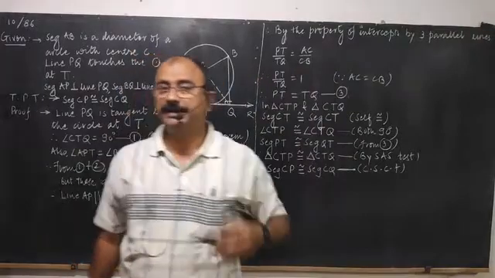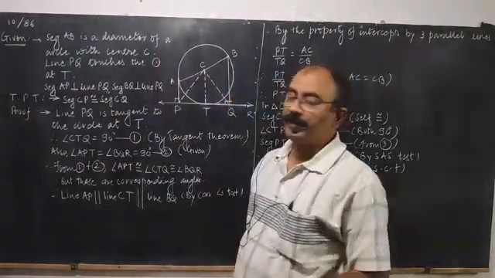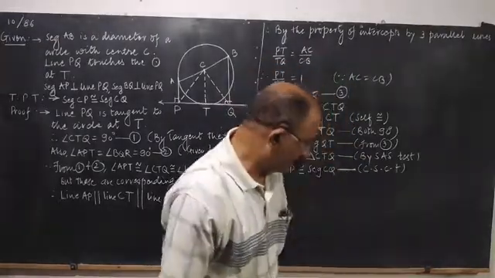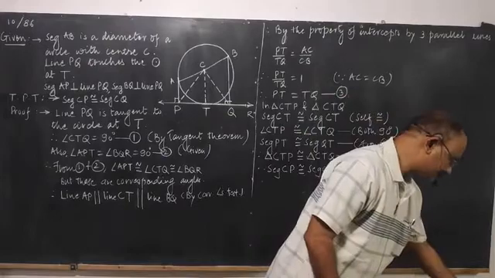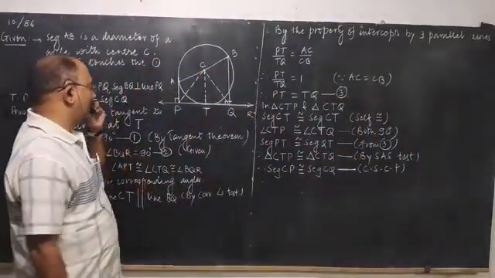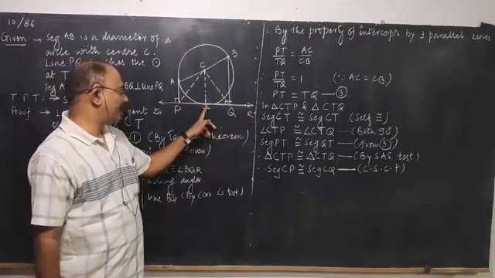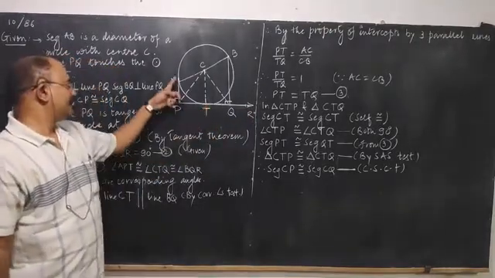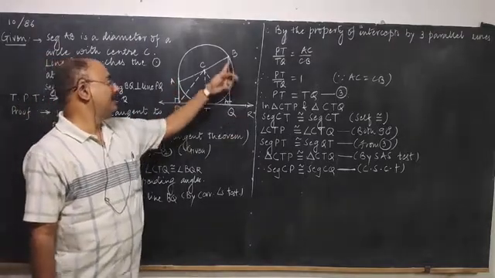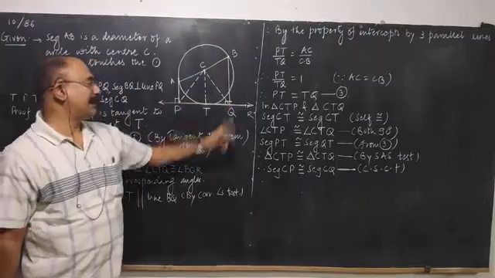Hello children, this is another good example from our syllabus, which appeared previously in the board examination. The question is: a circle is given to you, line L is a tangent to the circle at point T, segment AP is perpendicular to line PQ, segment BQ is also perpendicular to line PQ.